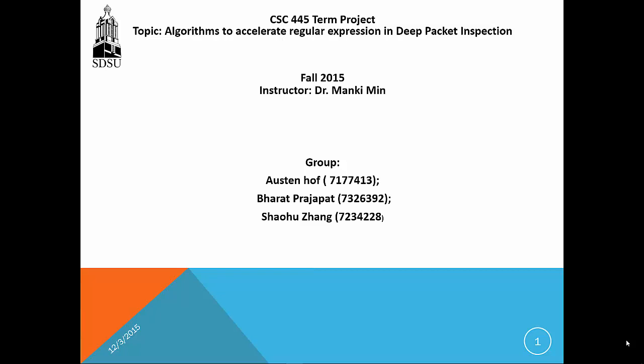Hello everyone. Our term project topic is algorithm acceleration regarding expression in deep packet inspection. My name is Bharat. My name is Xiaohu Zhang. And my name is Austin.